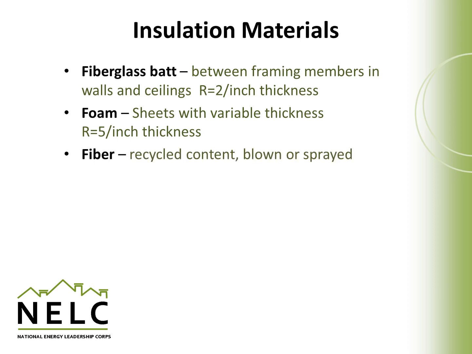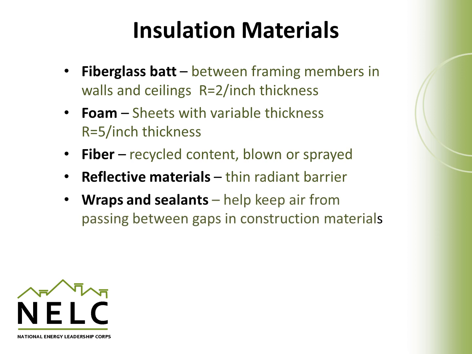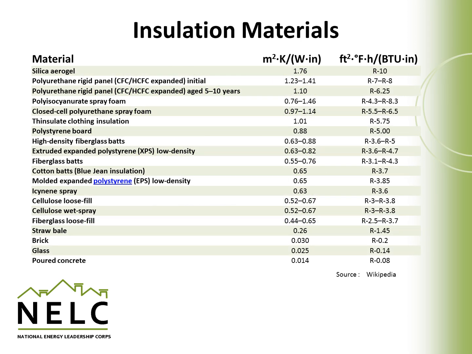We also use various amounts of fibrous insulation, recycled jeans or newspapers. This is often blown or sprayed in place. We also use reflective materials, which can be very thin and also be a radiant barrier instead of a conductive barrier. And we use various types of wraps and sealants to help keep air from passing through gaps in construction materials. Taking a closer look, if we're at the store looking at different types of insulation or considering what to put in our homes, these are some commonly used construction materials and their relative R values in metric units as well as the English units.